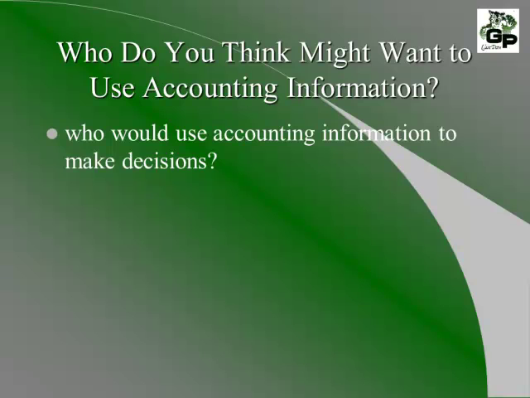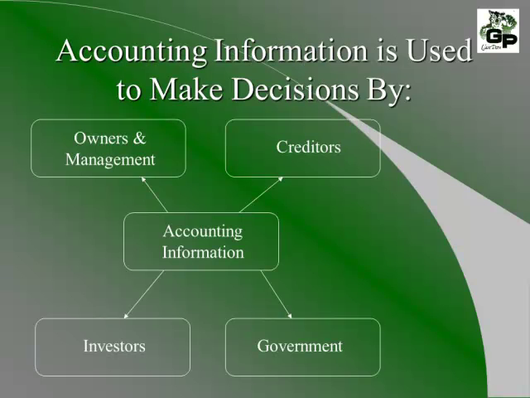Today we're going to talk about who might use the accounting information to make decisions. This chart represents certain parties that might be interested in looking at the accounting information to help them make decisions: owners and managers, creditors, investors, and government.